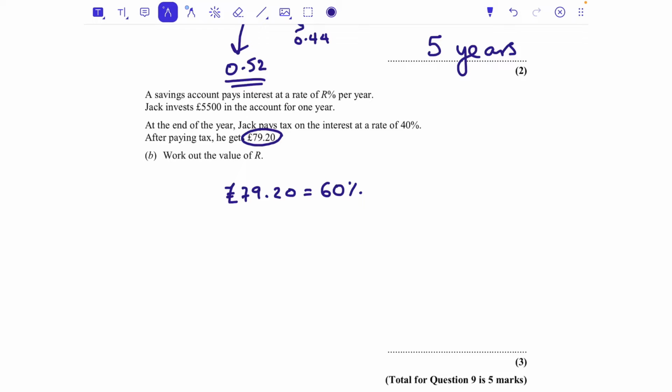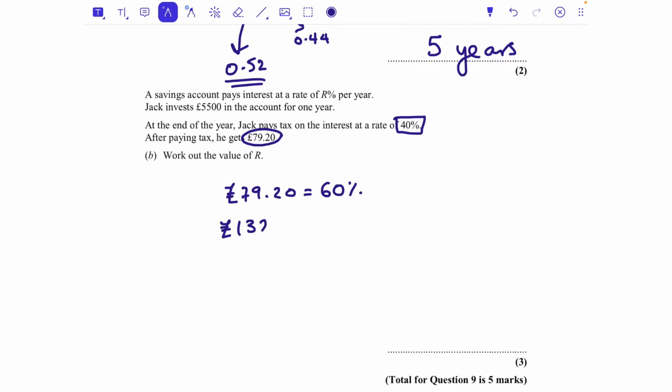We know that because 40% of the value has already come off in tax. So to get what that is as 100%, to find out how much interest he made altogether, there are a few ways you can do it. You can divide by 60 times by 100. You could divide by 6 and times by 10, or you could divide by 0.6. Any of those methods would get you the correct answer. I'm just going to divide by 0.6 because it's probably easiest, and that's £132.